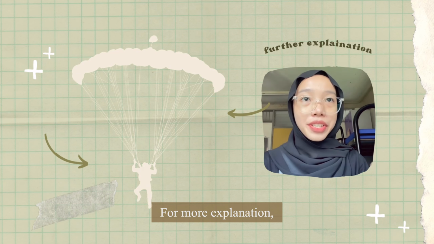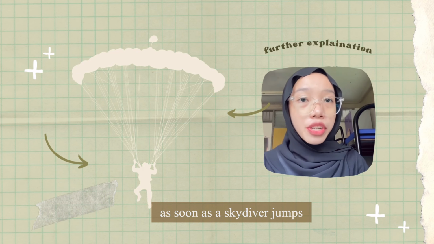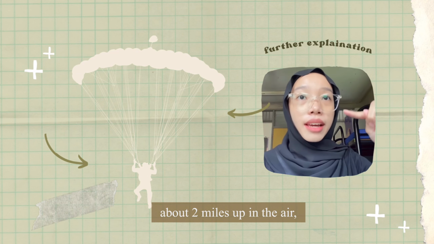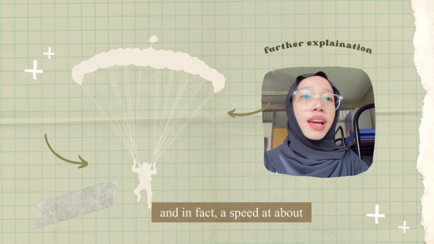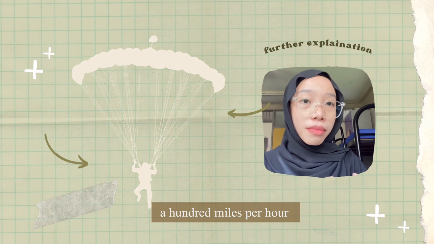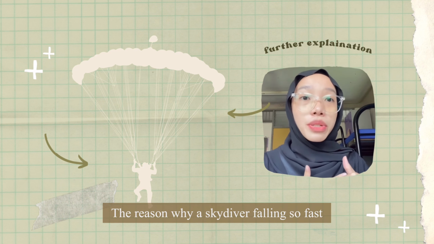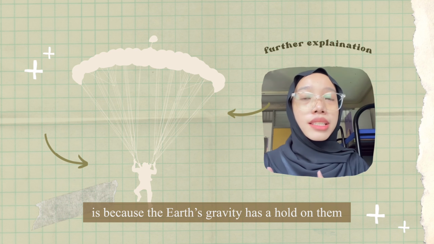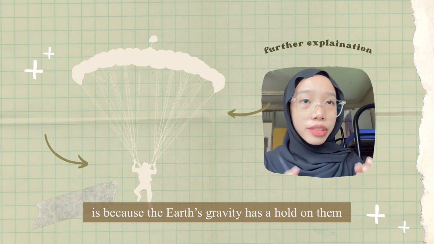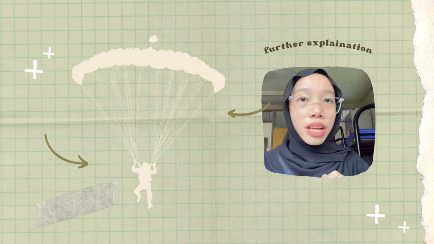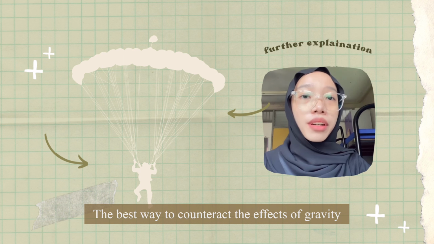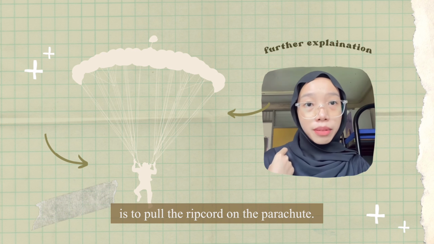For more explanation, as soon as a skydiver jumps about 2 miles up in the air, they will fall really fast, in fact at a speed of about 100 miles per hour. We could say that a person is plummeting. The reason why a skydiver falls so fast is that the Earth's gravity has a hold on them and is pulling them down. The best way to counteract the effect of gravity is to pull the rip cord on the parachute.